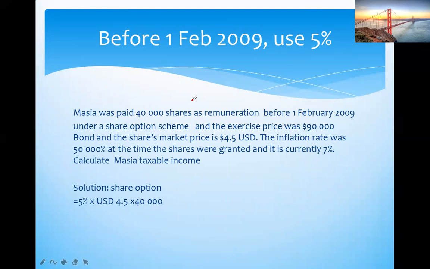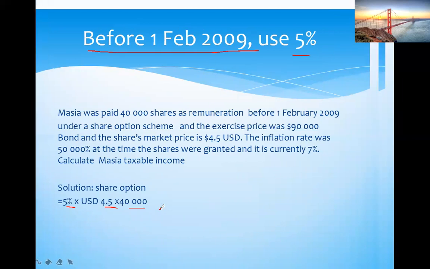In this case, if the shares were issued during the Zim dollar era, we need to be very particular on the dates. If shares were issued before 1 February 2009, or in simple terms, in the period of hyperinflation, you just apply the 5%. Don't worry about the formula that we've been using. So 5% multiplied by the current value, then you multiply by the total number of shares. That's how you determine the taxable income. I think you are good to go on this one.